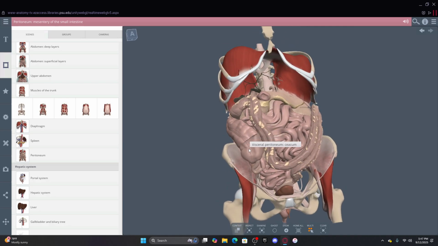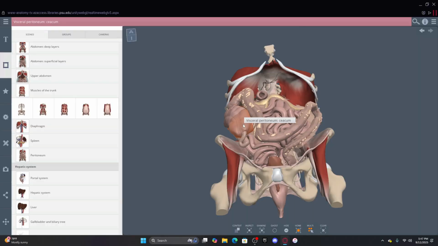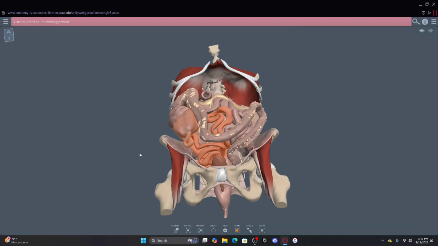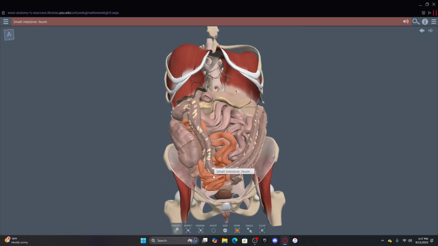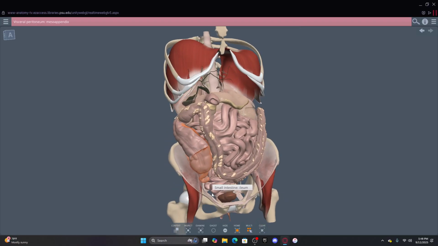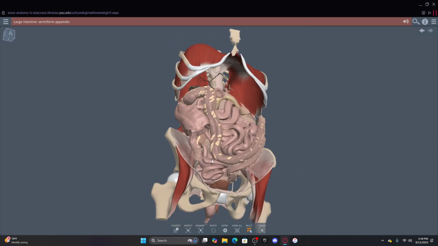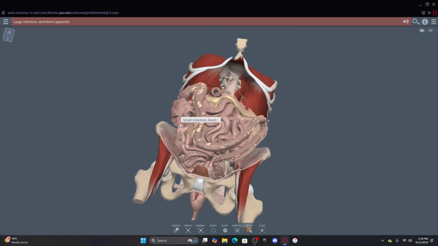And then we have here the cecum. The cecum is here, and attached to the cecum we have the appendix. Let me move this away. So we have the cecum here, we have the appendix, and I'm going to remove the cecum and the appendix just so that we can see the ileocecal valve.